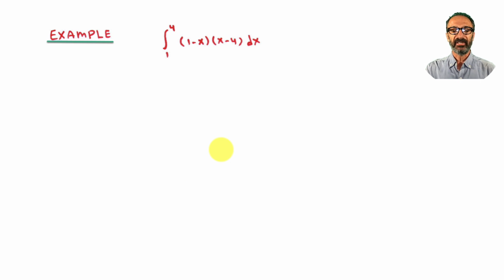Different example. 1 minus x times x minus 4. Why do I have this example? Because I want to tell you something. In differentiation, we have a rule that's called the product rule. Do you remember? The derivative of f times g is f prime times g plus f times g prime. We don't have that in integration. We don't have a product rule for integration. We just don't. So you have to find some other way.